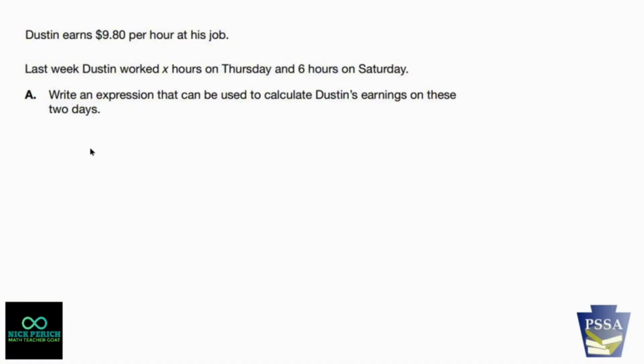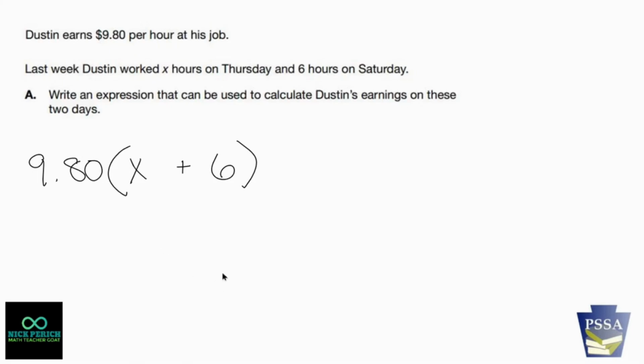Okay, well, let's do this. On Thursday, he worked X hours. On Saturday, he worked 6 hours. So the total amount of hours that he worked are going to be X plus 6. If he made $9.80 per hour, then $9.80 is going to be multiplied to X plus 6. So I could use that expression if I want to.